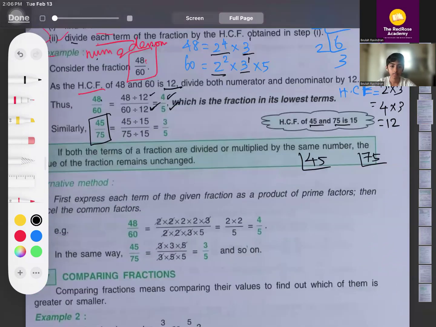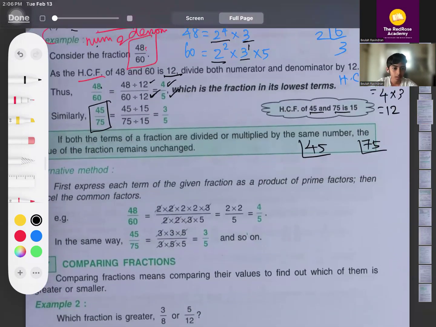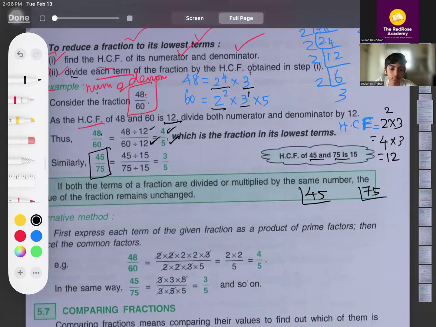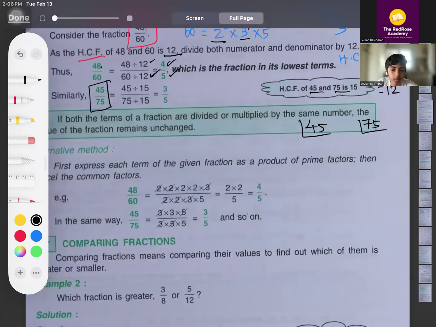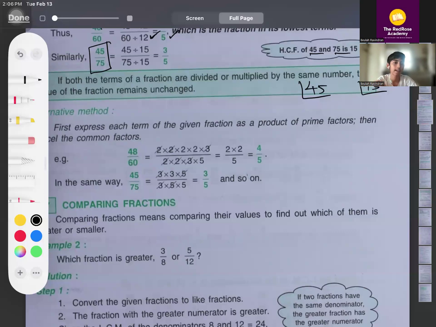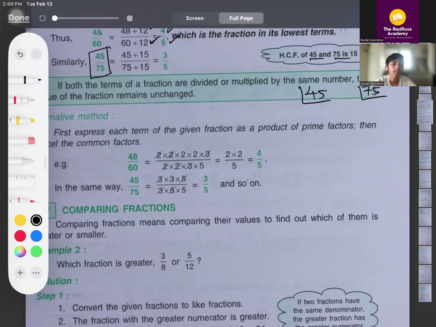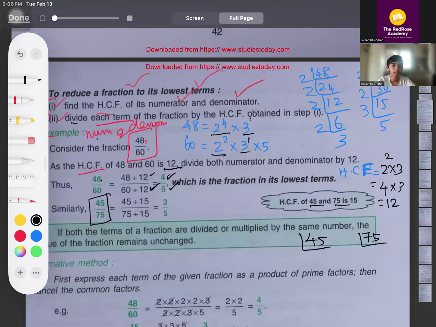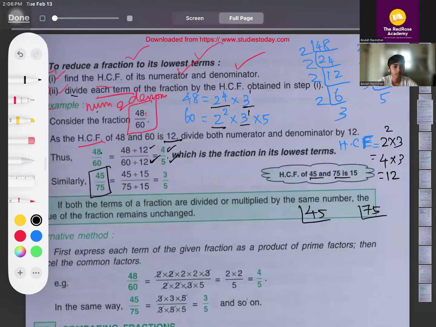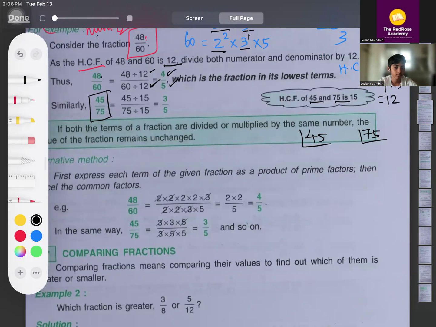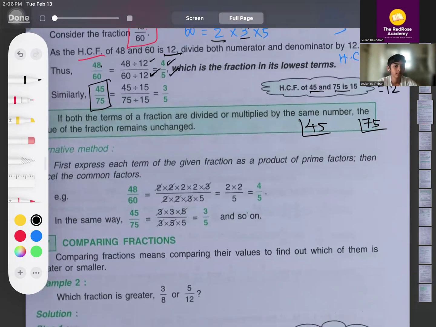You can do like this also. Without finding the HCF, you can do it like this. Whatever is easy for you, you can do. The alternate method is very easy, right? You can find the factors like this, and then write all the factors. Then cut what is common, and what is left behind, you just write. Is it clear for you? So that is the answer. This is very easy for you.